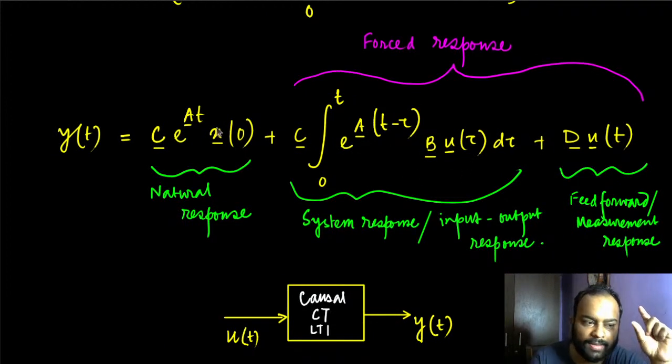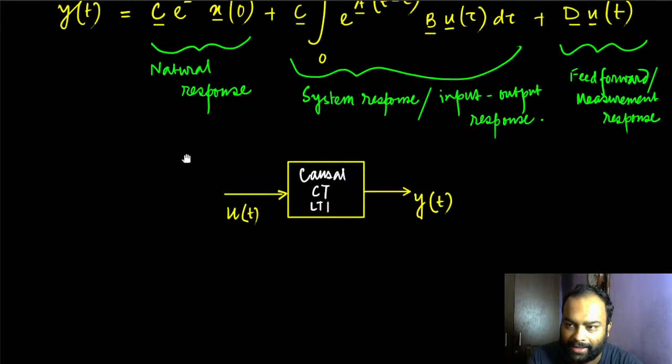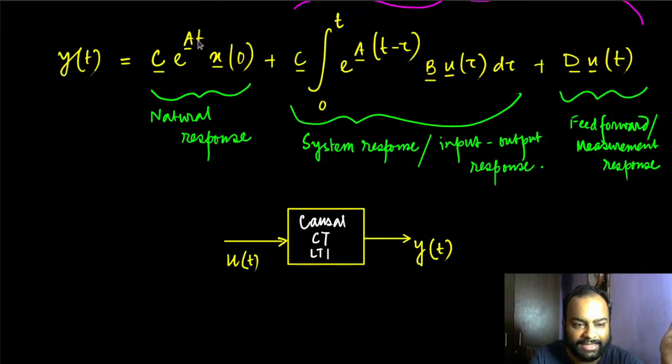What is the problem? When we look at this very carefully, we have e to the power At. That's a very weird thing, right? Have you ever seen a matrix in the power of a function? It's like a matrix in the exponent here. So let's first tackle this part.